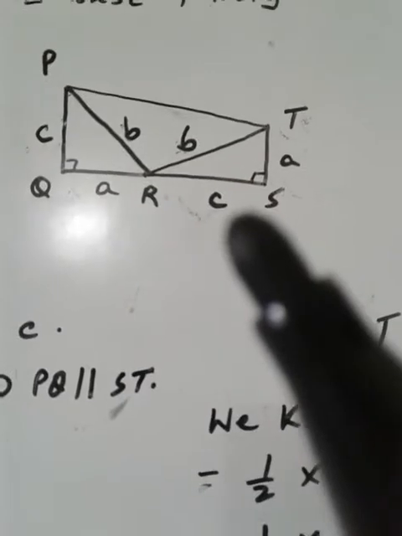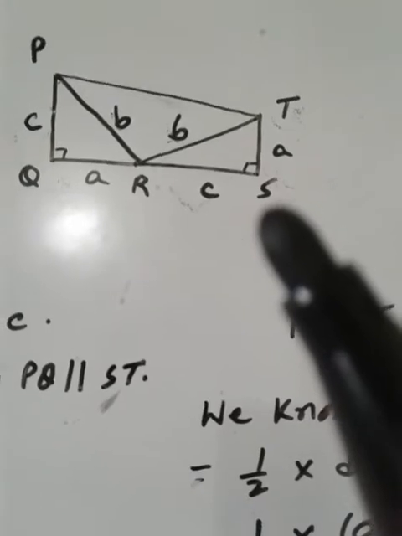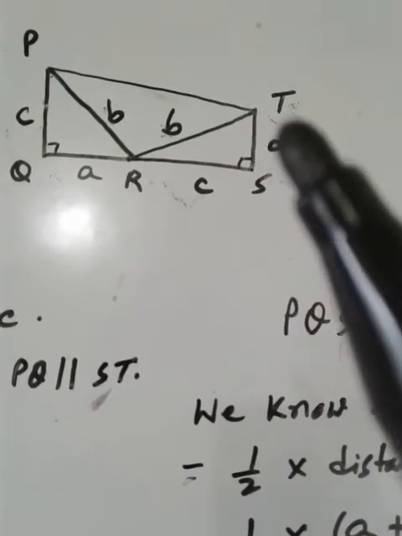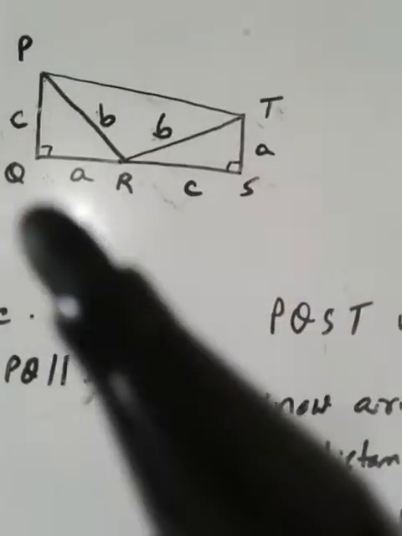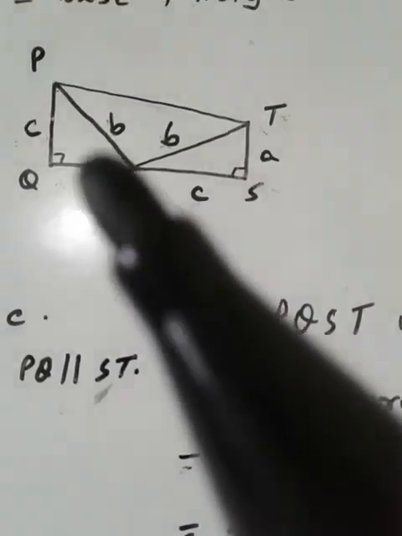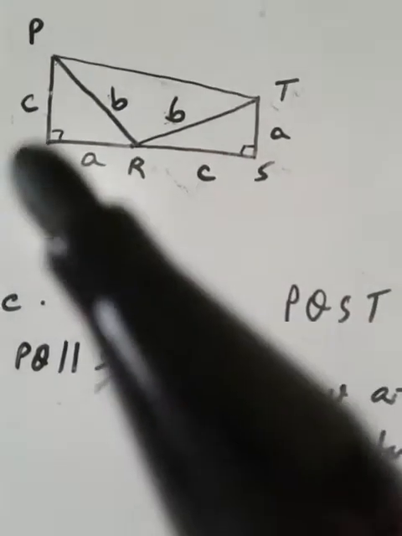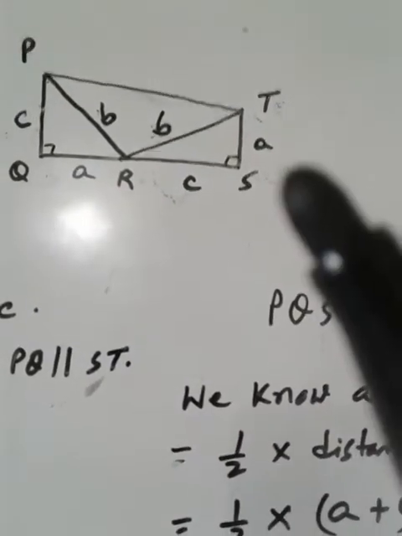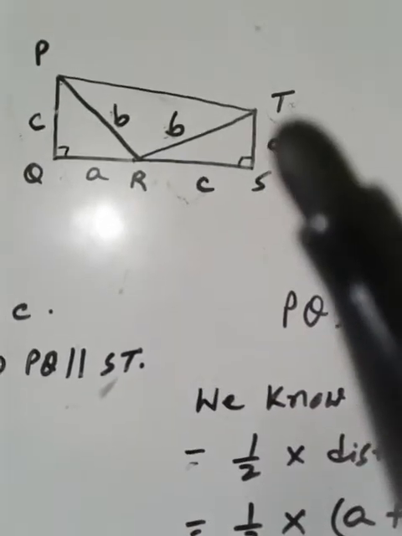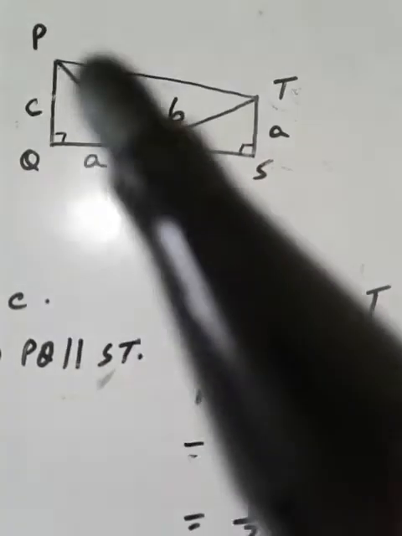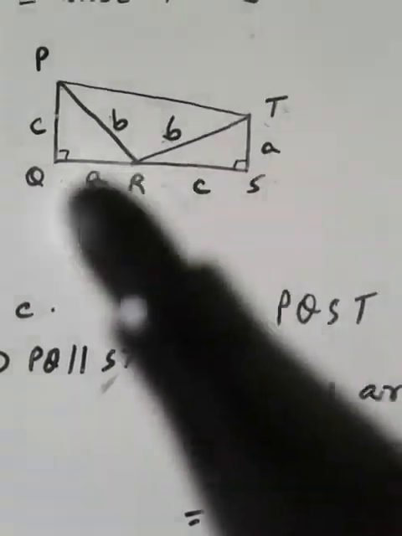and let us draw a perpendicular ST on QS so that ST equals A, that is, ST equals QR. So PQ is perpendicular and ST is also perpendicular, so PQ is parallel to ST. Now let's join PT, PR and RT.